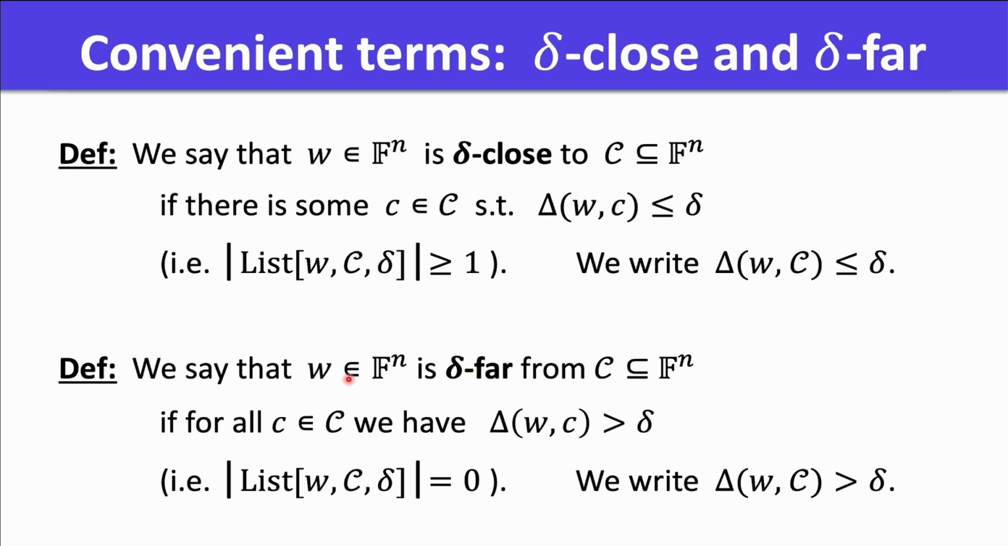And similarly, we'll say that the word w is delta far from the code if all the words in the code are at least distance delta from w. And again, we'll write that the distance between w and the code is greater than delta. Again, this means all the words in the code are of distance greater than delta from w. So that's all I wanted to say about general linear codes.